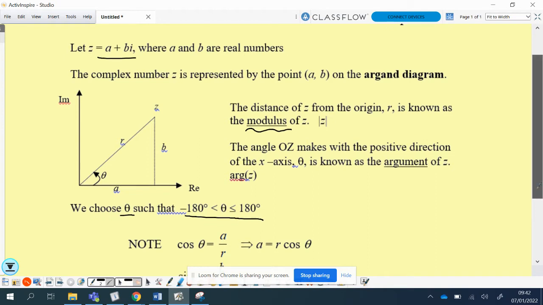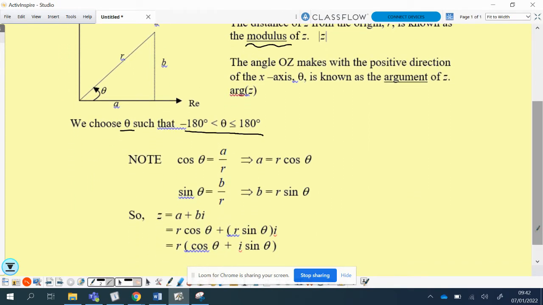Just to note also, if you've done right angle trig, cos theta would be a over r, which if you rearrange, a would equal r cos theta. Similarly with sine theta, you would get b equals r sine theta. So putting a and b back into what z was originally, remember z was a plus bi, if we change the a and the b to r cos theta and r sine theta, then what we get is z equals r (cos theta plus i sine theta).